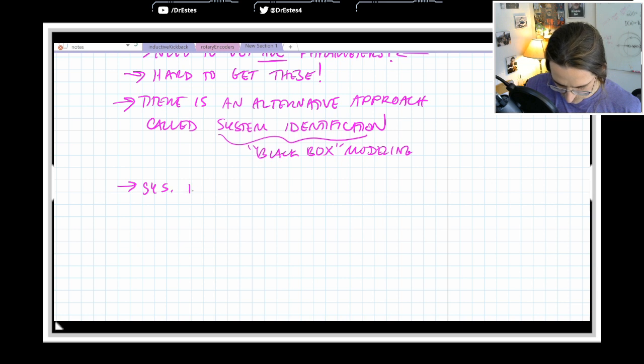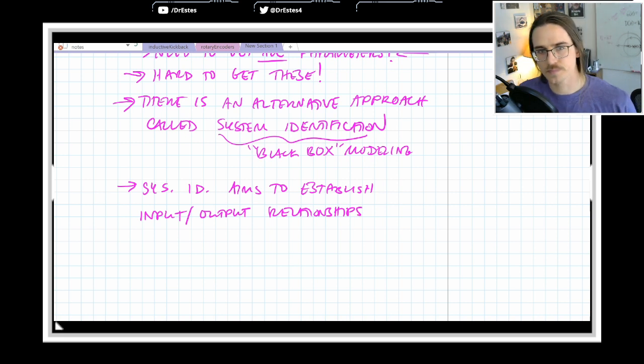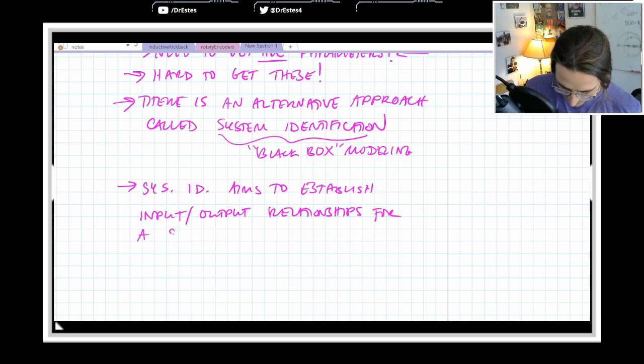So we'll say system ID aims to establish input-output relationships for a system, and these are dynamic relationships. It's going to be a dynamic model without bothering with physics.